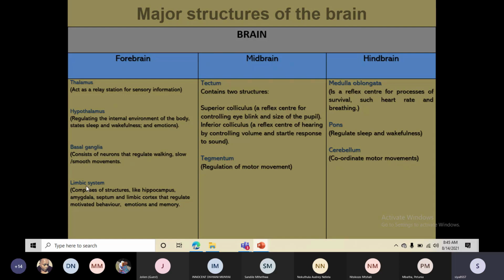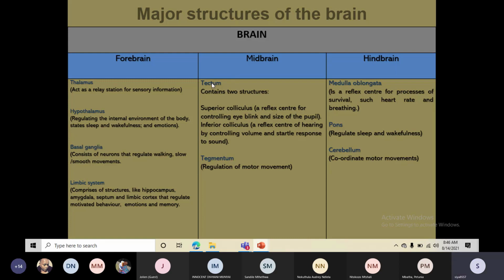We also have the limbic system. Limbic system comprises structures like hippocampus, amygdala, septum, and limbic cortex that regulate motivated behavior, emotions, and memory. So those are the key structures. Then there's one structure that I didn't mention, corpus callosum. When you check figure 3, you'll see corpus callosum. But we'll discuss corpus callosum when we discuss the hemispheres.